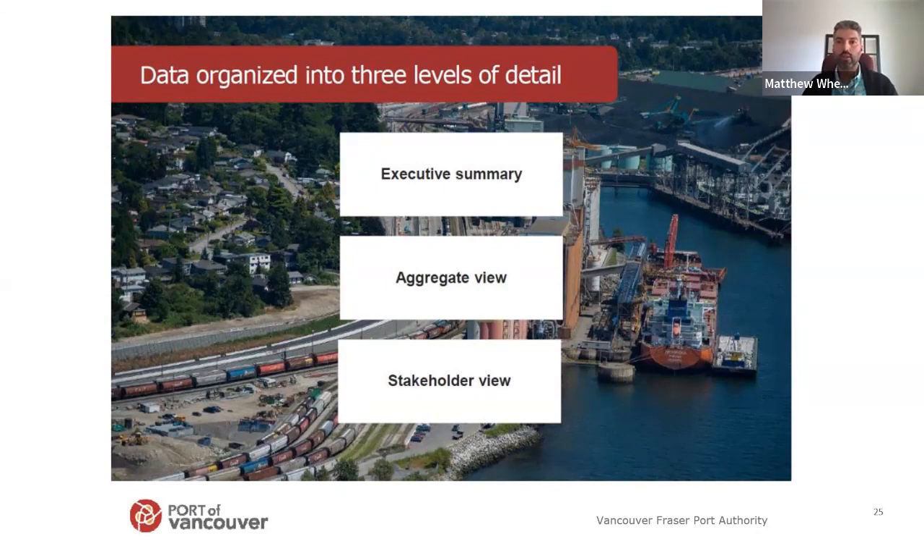Each organization had a different view of the data, with detailed access to their own data sets and an aggregated view of other participants. Participants included the terminal operators, transload facilities, railways, shipping lines, trucking companies, cargo owners, industry associations, port authorities, as well as federal, provincial, and regional transportation authorities.